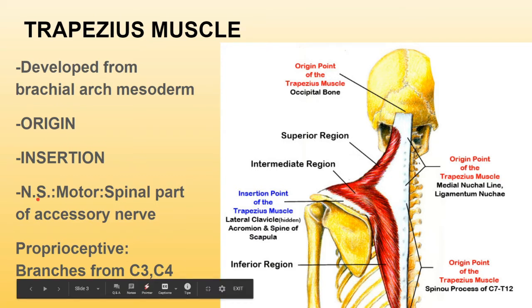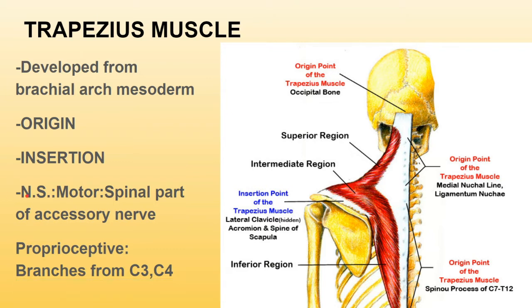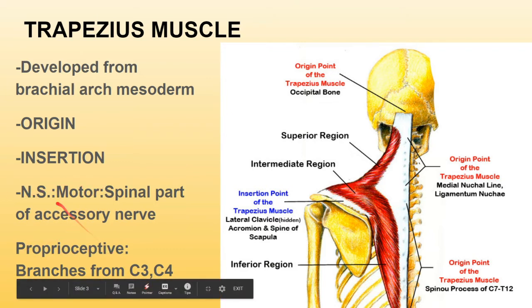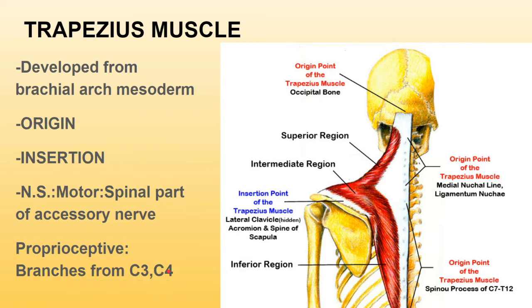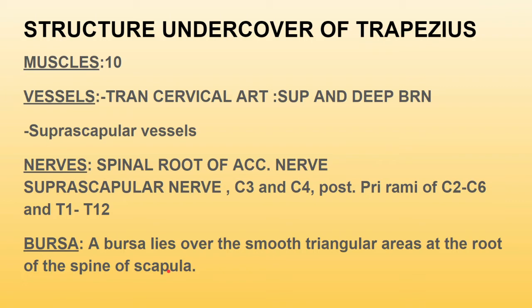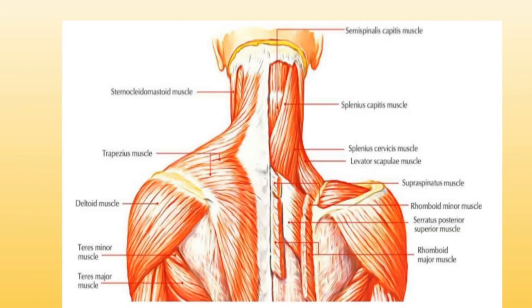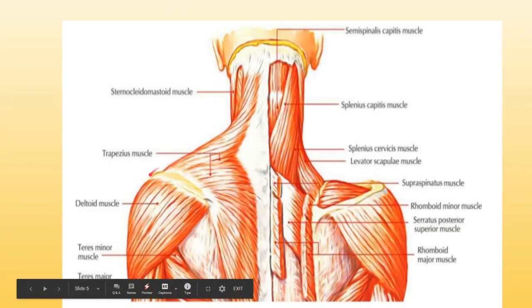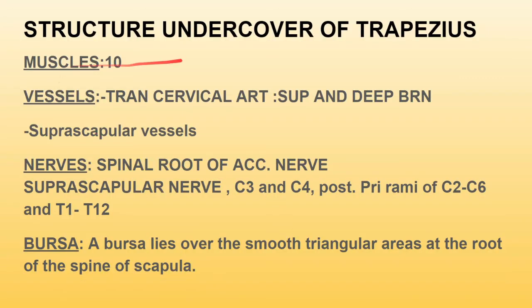Now nerve supply of this: there are mainly two nerve supplies, motor and proprioceptive. The motor supply is mainly the spinal part of the accessory nerve, and the proprioceptive is from the branches of the C3 and C4 cervical nerves. Now the structures under cover of the trapezius muscle. Various structures, as you can see in this diagram, this is the trapezius muscle. When I remove this muscle, I will be able to see many muscles, some nerves, vessels, and a bursa also.